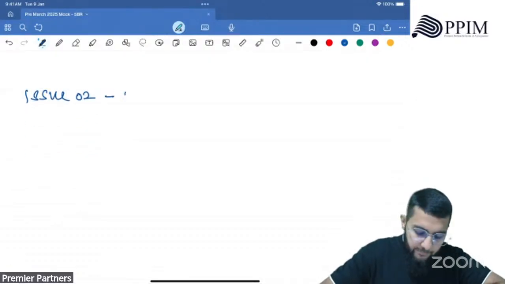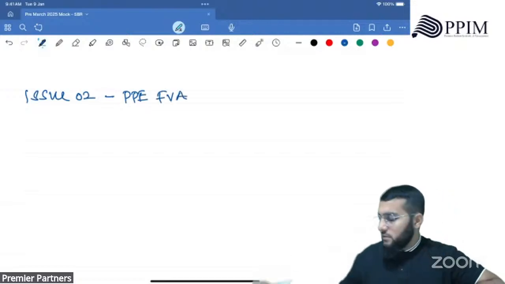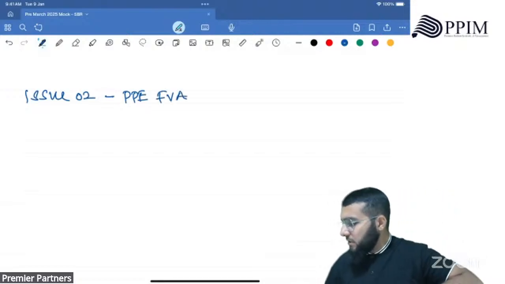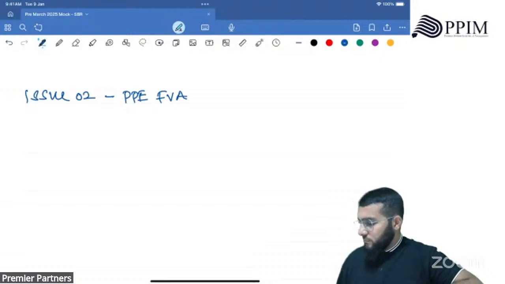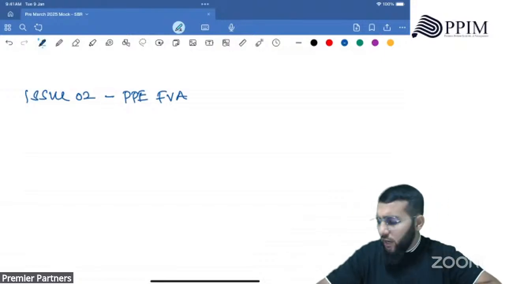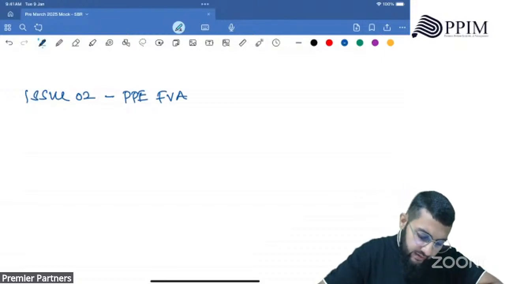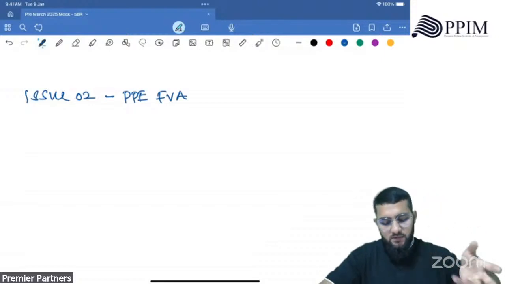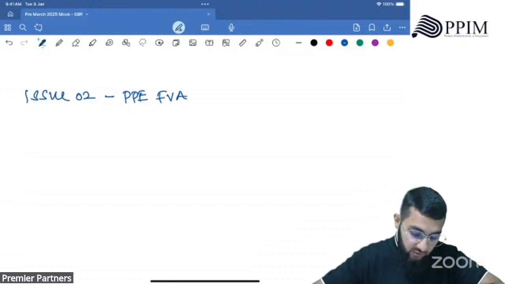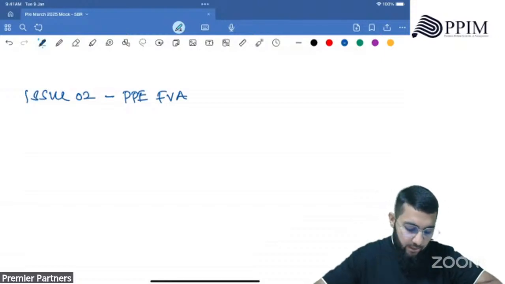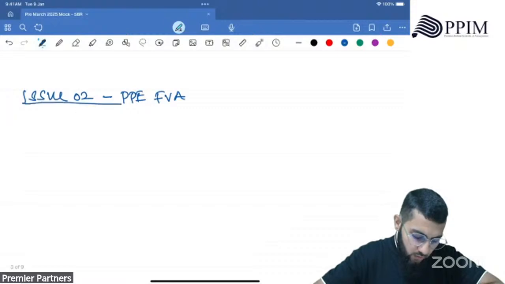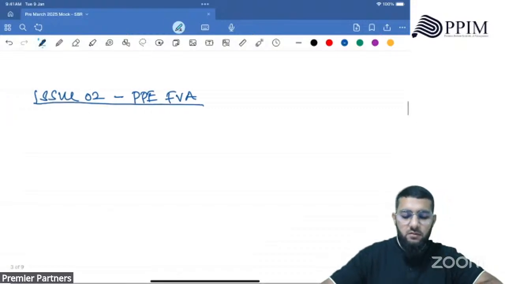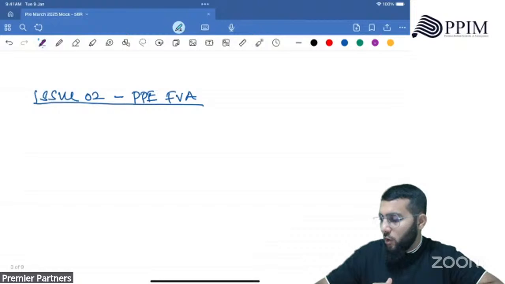This is PPE fair value adjustment. Okay, that's issue number 2. Or even if you want, you can deal with it under the term net assets, but let's use PPE fair value adjustment as issue number 2. Now again, I'll give a quick explanation on the knowledge part.